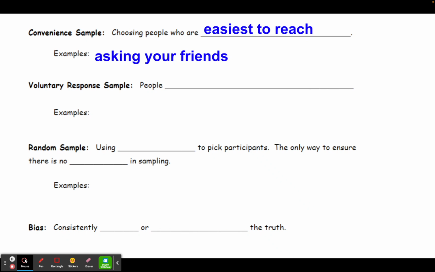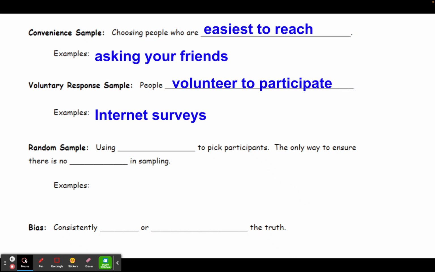We also can conduct what's called a voluntary response sample. In a voluntary response sample, people volunteer to participate. This happens often in internet surveys. If you are ever on a website and they have a survey there and they invite you to click on a link to complete the survey, this would be an example of a voluntary response sample.